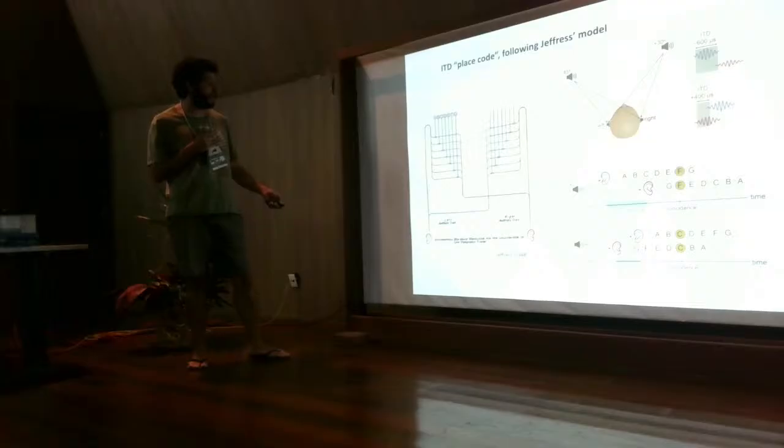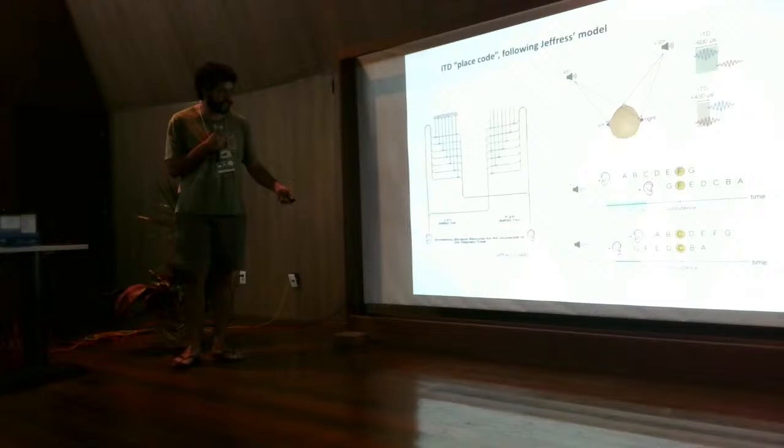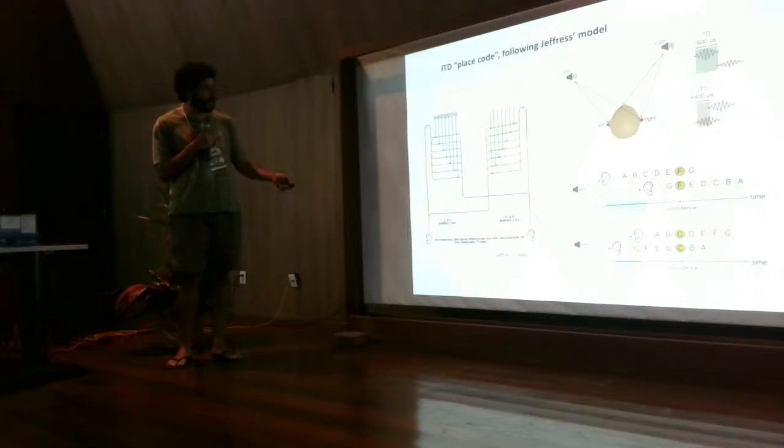So the sound coming from the left would excite first neuron A, then neuron B, then neuron C, sequentially, right? So the sound from the left would reach all those neurons sequentially. And the sound coming from the right would stimulate the same neurons, but in the opposite order, right?